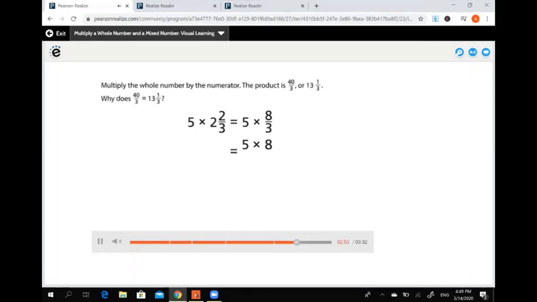Multiply the whole number by the numerator. Then after we convert the mixed number into a fraction, it will be the same as the lesson before. We multiply the whole number by the numerator only. The denominator will not change. The product is 40/3, or 13 1/3. Why does 40/3 equal 13 1/3?